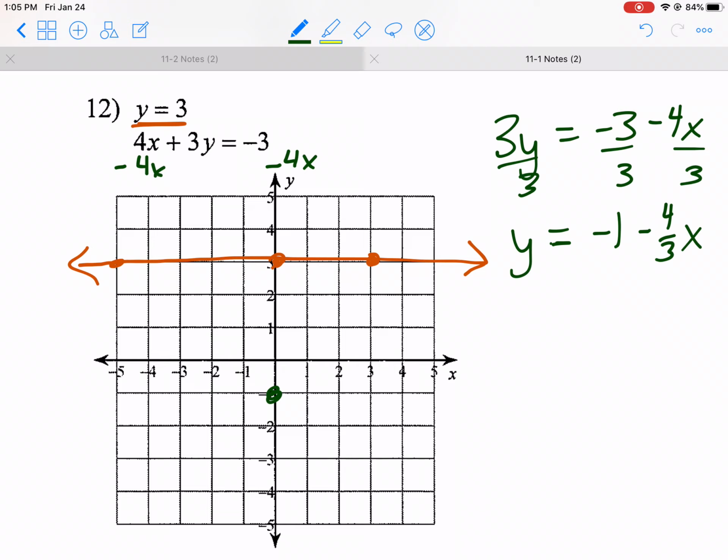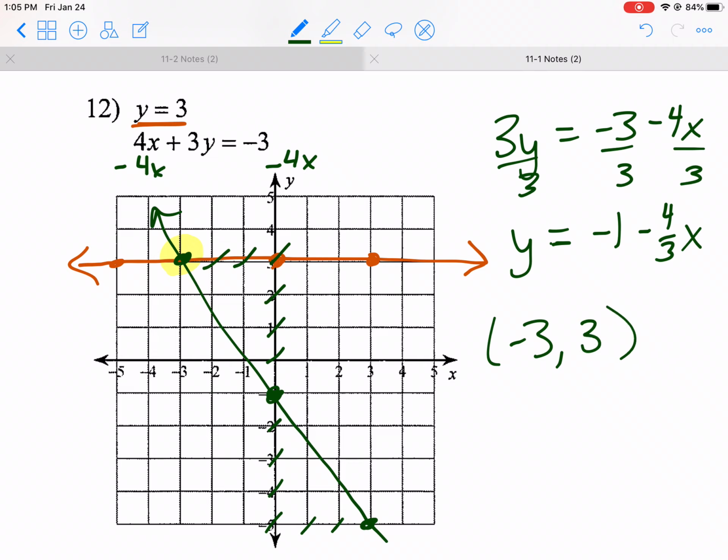So now our y-intercept is -1, and our slope, we're going to rise 4, run 3. If I go down 4, 1, 2, 3, 4, and right 3, I get that point right there. Let's go the opposite direction. So back to our intercept, I'm going to go up 4 in the positive direction, and then left 3. And again, we have an intersection. So there is the answer. It's going to be at (-3, 3).